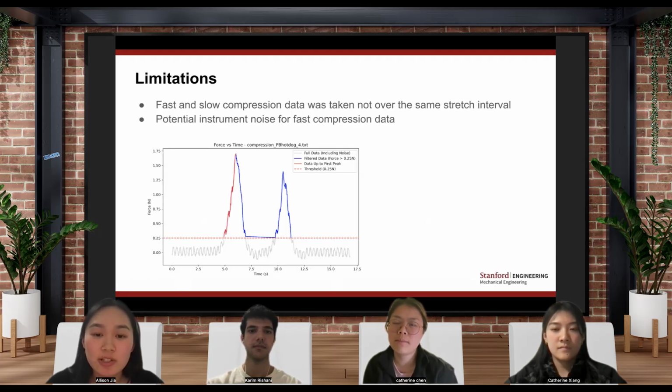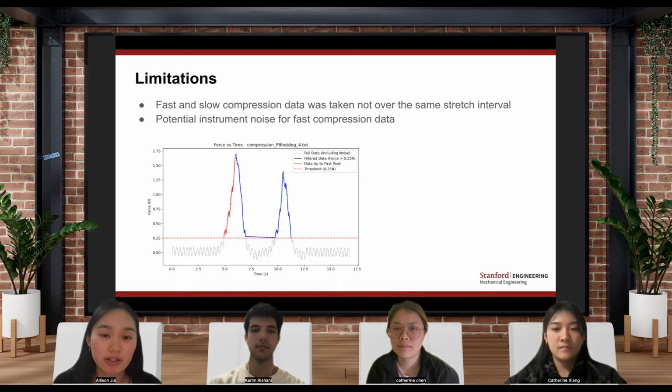So in addition to instrument noise in the fast compression data, our study's greatest limitation is exactly that the fast and slow compression data for each meat was not taken over the same stretch interval, which ultimately led to difficulties for each model to extrapolate beyond the stretch interval it was trained on.